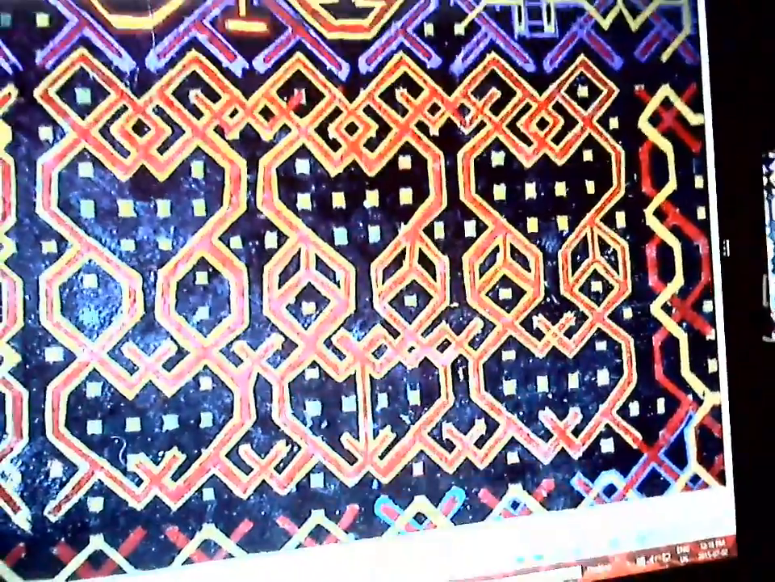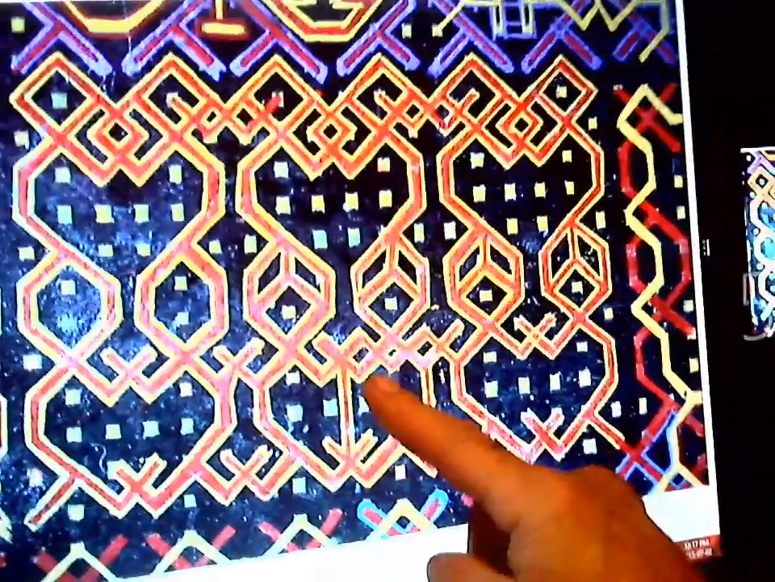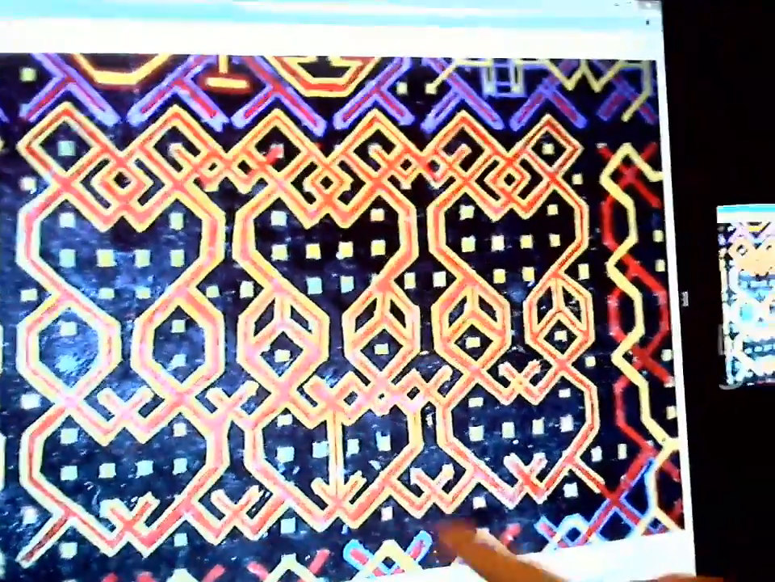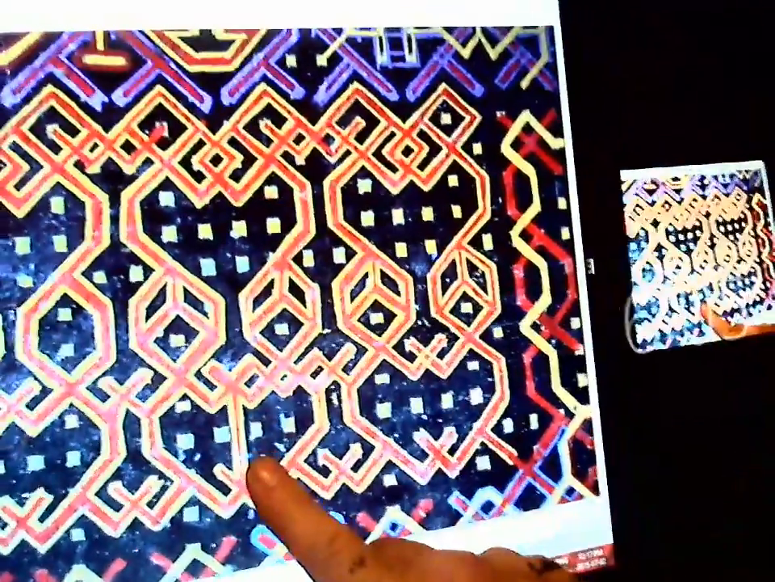36, 36, 36 is 108. And the distance between is 109, 10, 11. This row over here, this row that I crisscrossed over here, is this row over here. The 110, 111th floor of the tower.